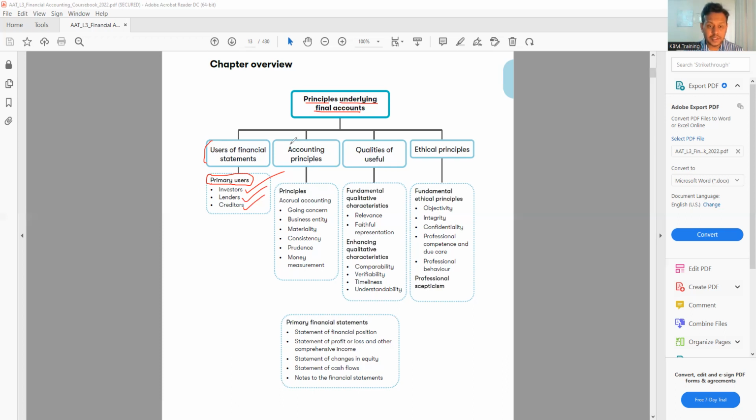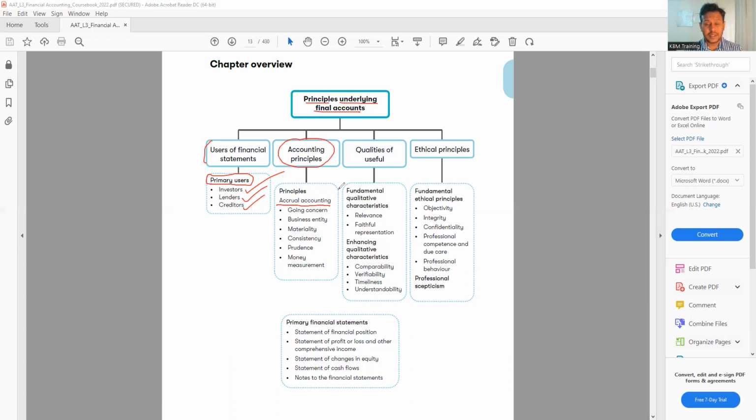Then we have some accounting principle. We're going to see that. The most important principle that we're going to see, we call it accrual concept. Now, accrual concept or accrual accounting is very common, because in the UK, 99% of companies prepare their financial statement based on the accrual concept. Now, what is the accrual concept? Sometimes you call it matching concept. Accrual concept and the matching concept is the same thing.